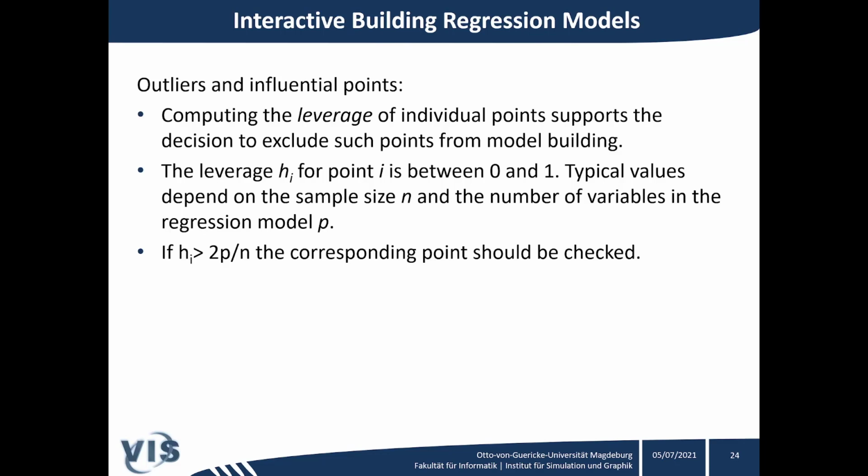Computing the leverage of individual points supports the decision to exclude such points from the model building, and the leverage h_i for point i is between 0 and 1. So typical values depend on the sample size n and the number of variables in the regression model p. If h_i is larger than 2p divided by n, the corresponding point should be checked.